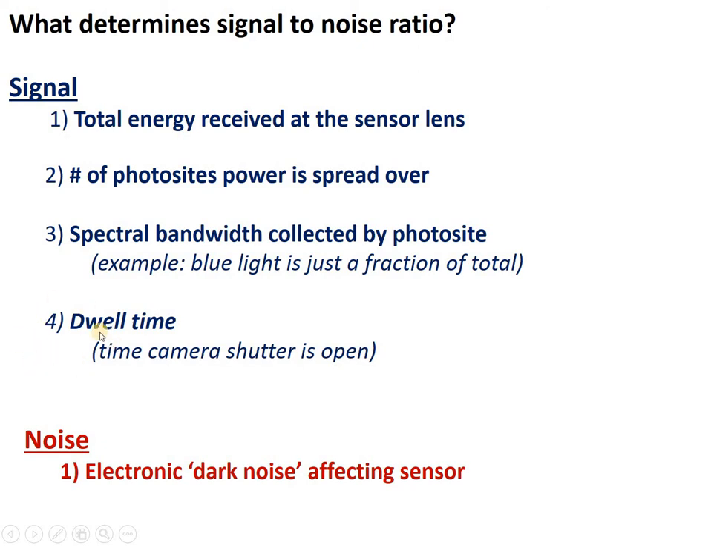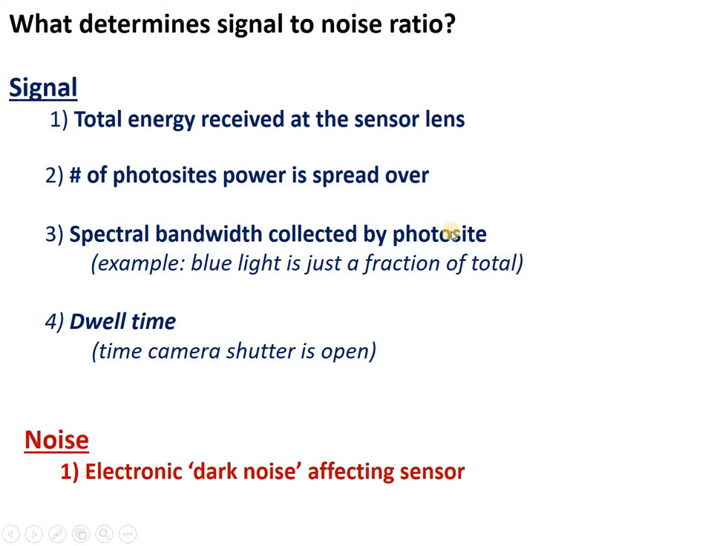And then there's dwell time. How long is your camera shutter open? You're typically receiving some power, which is energy per time, and you multiply that by the dwell time. The longer the shutter is open, the more total energy you receive. So these are all the factors that determine your signal.